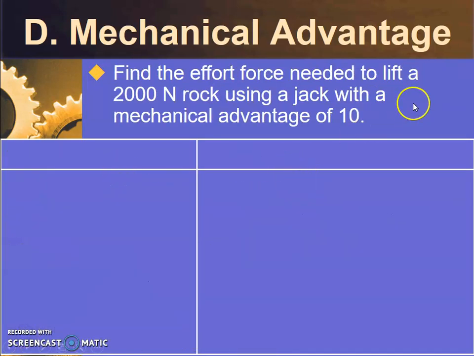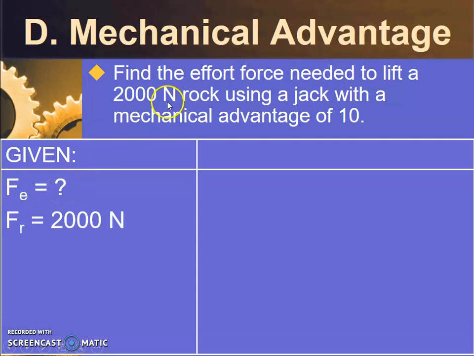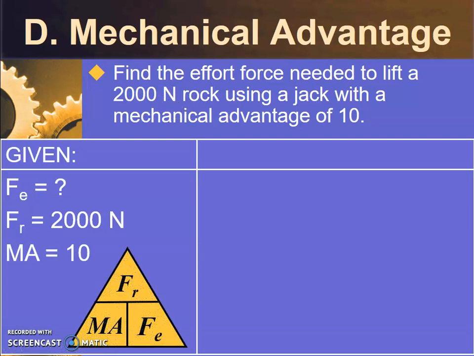Let's look at another example problem. Find the effort force needed to lift a 2,000 newton rock using a jack with a mechanical advantage of 10. Okay, so let's analyze what we know and what we need to know. So find the effort force. This is our unknown. This is what we're looking for. What is the human effort? We know our resistance force is 2,000 newtons. And we know that our mechanical advantage is 10.